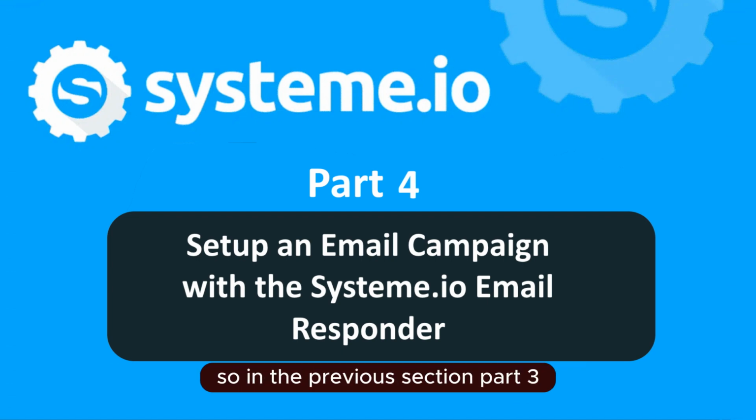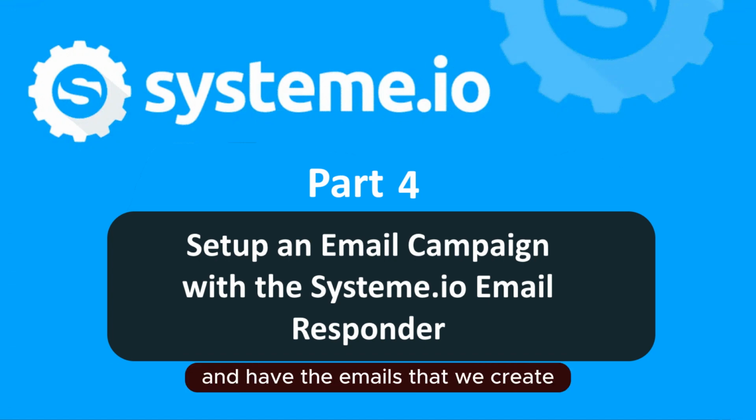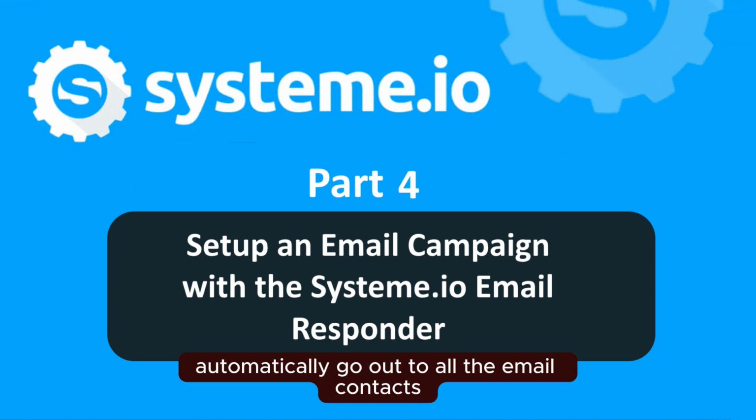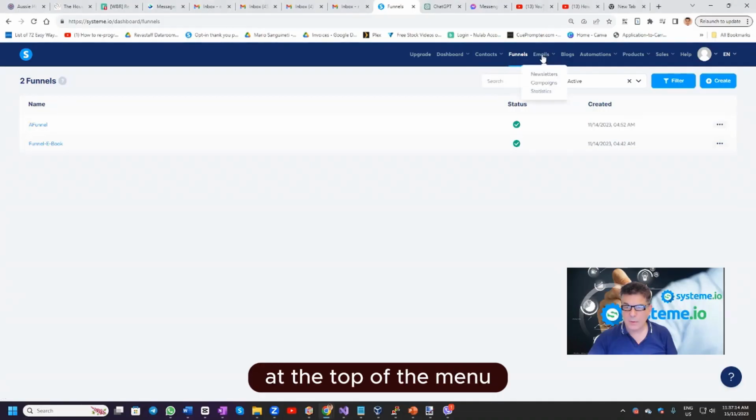So in the previous section, part 3, we saw how a funnel collects emails. Now what we want to attempt to do is create an email campaign and have the emails that we create automatically go out to all the email contacts we have. To do this, we go to emails at the top of the menu.